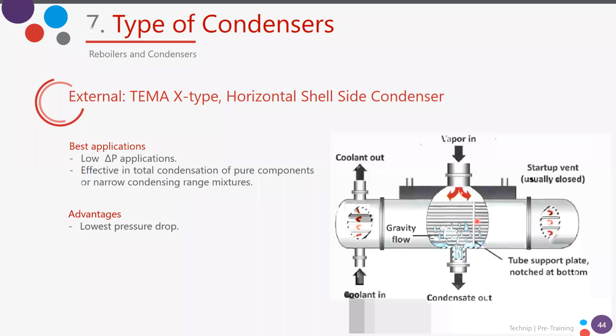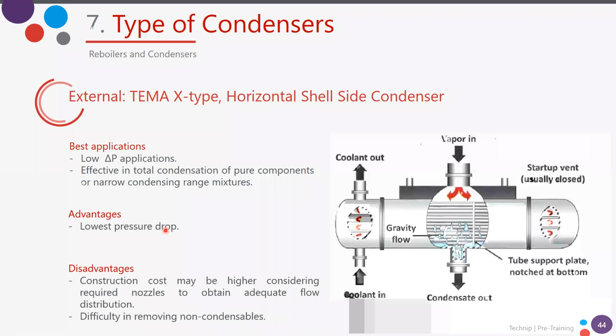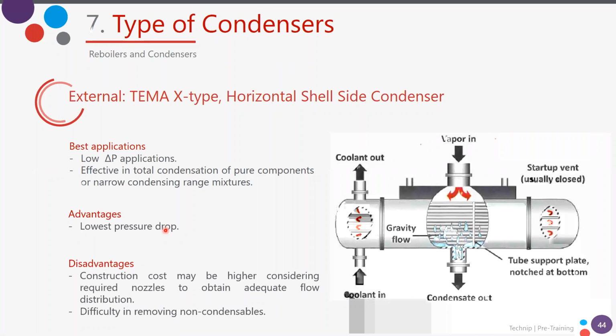So the main advantage is that this type of exchanger has the lowest pressure drop. This is why they are recommended for vacuum services. As a disadvantage, the construction cost may be higher, considering the required nozzles to obtain adequate flow distribution. As I said, we can have more than 1, 2, or 3 nozzles, so these have a cost impact in piping and nozzles.